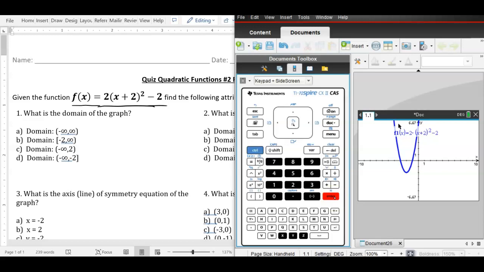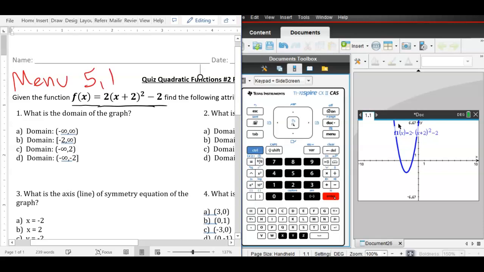All right. Now, the big thing we're going to use on this page is menu 5.1. Okay. We'll get there, but first of all, let's talk about the domain. Wouldn't you agree that this quadratic is going forever to the left, forever to the right? So it goes forever to the left and forever to the right. Okay, that's negative infinity to positive infinity. So that is going to be A.